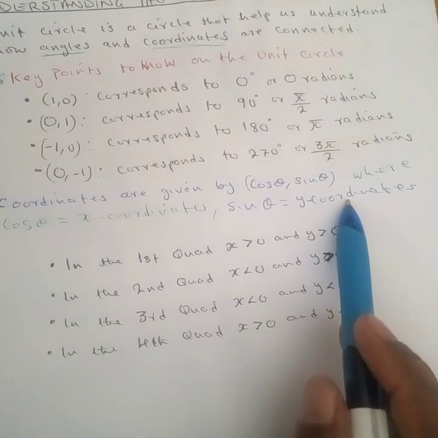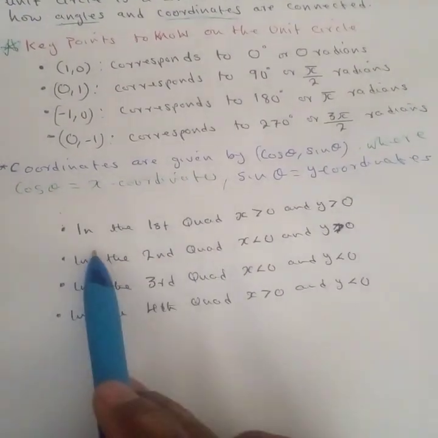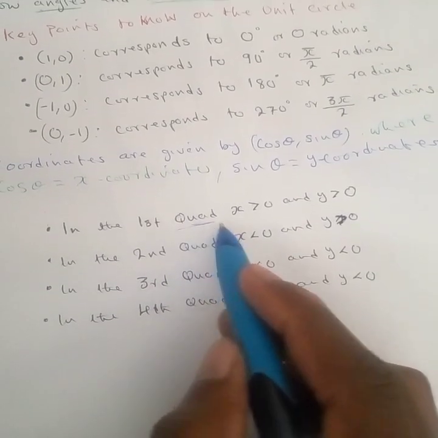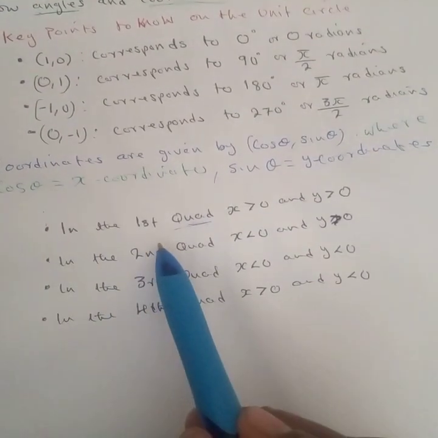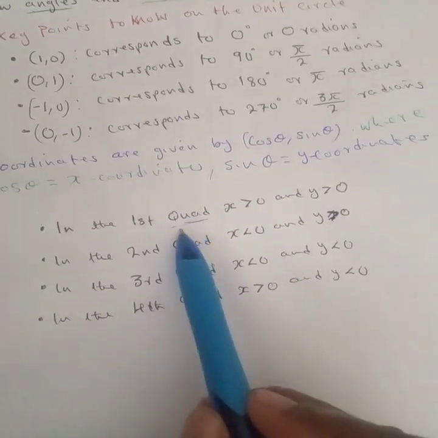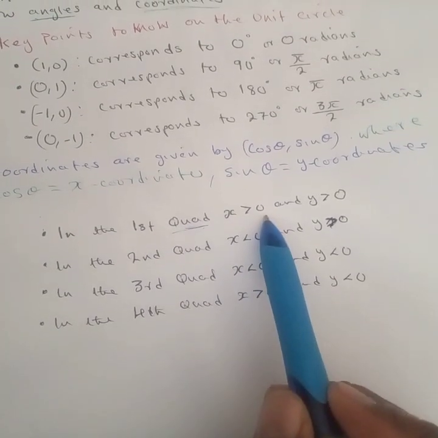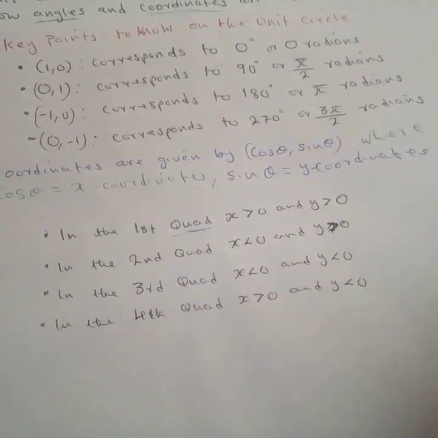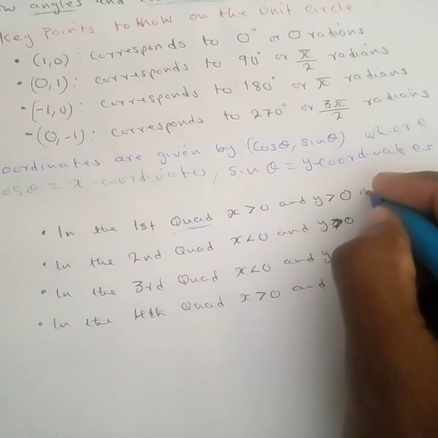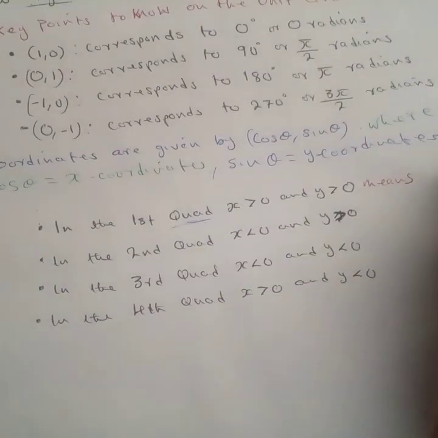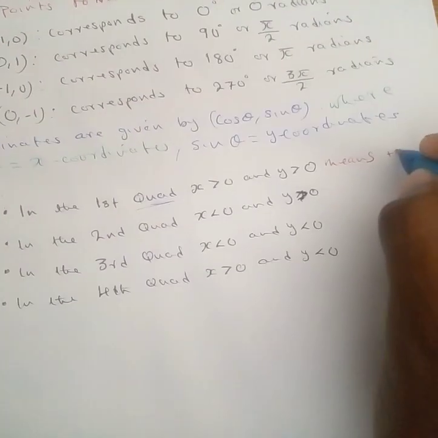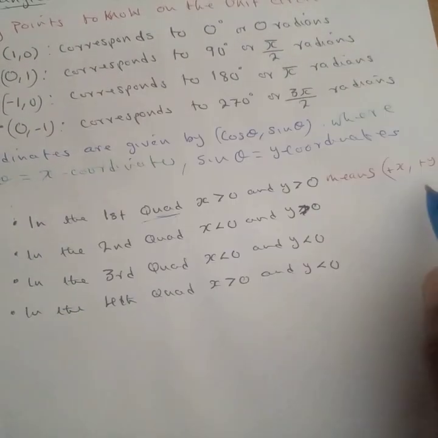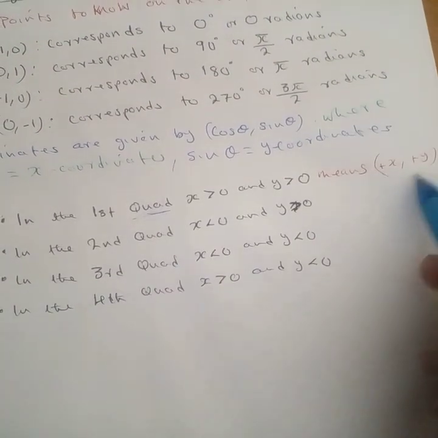Once we know this part, we need to come to the next stage, which is the first quadrant. We looked at quadrants, so I believe you understand what quadrants are. In the first quadrant, x is greater than 0 and y is greater than 0. This means there is a positive value of x and a positive value of y. So in terms of coordinates, both of the values will be positive.